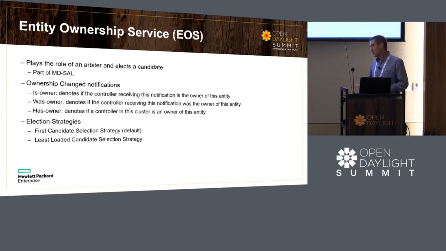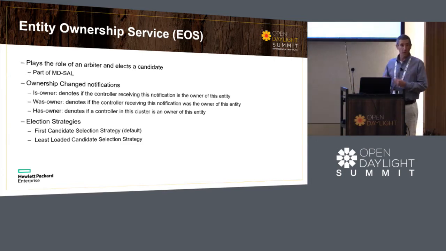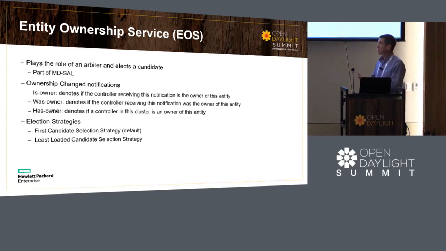Then you can get notifications regarding ownership. Don't really need to go into the small details of how EOS works, but you can understand this is a service provided as part of MDSAL. I should have said that. So you can actually get information regarding who is the owner of a certain entity, who was an owner of a certain entity, and things like that. And accordingly, you can act.